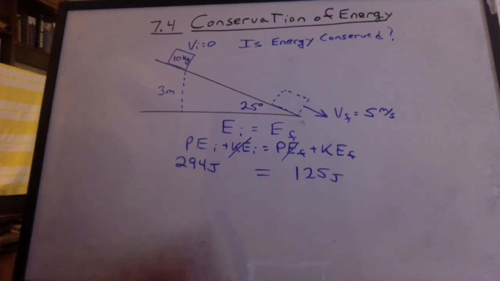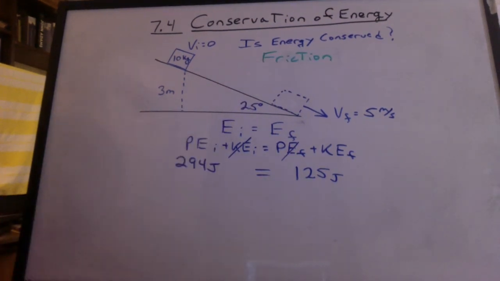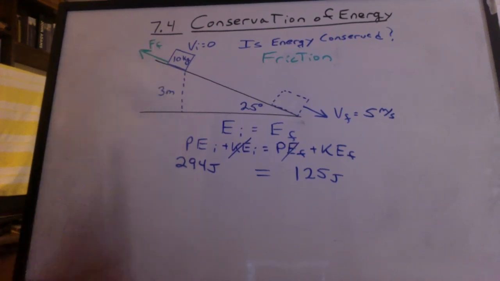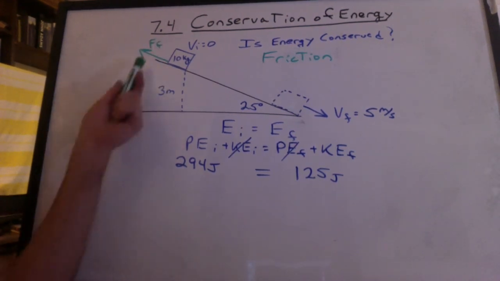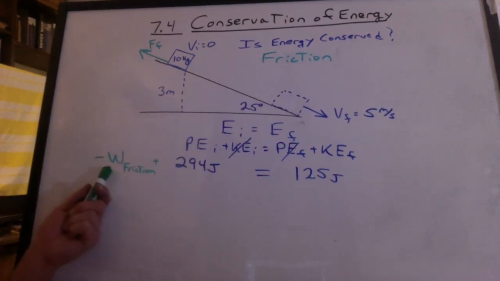What happened? Take a guess. Must have been some friction. And which way did that friction act? Must have been going uphill. That friction times this distance, we could say, is an input of negative work.